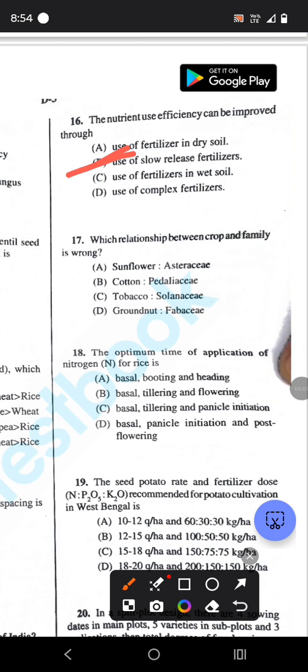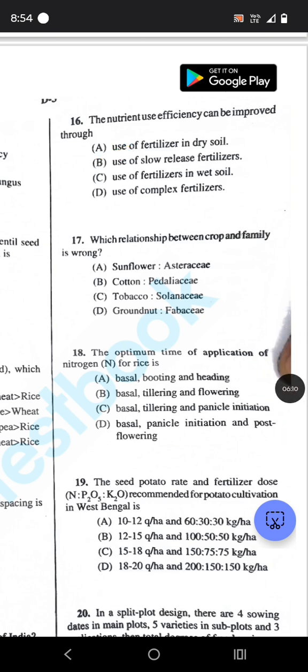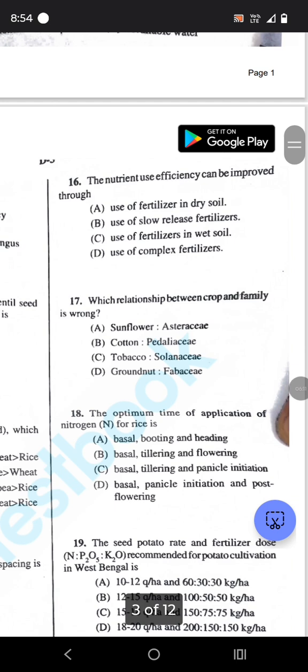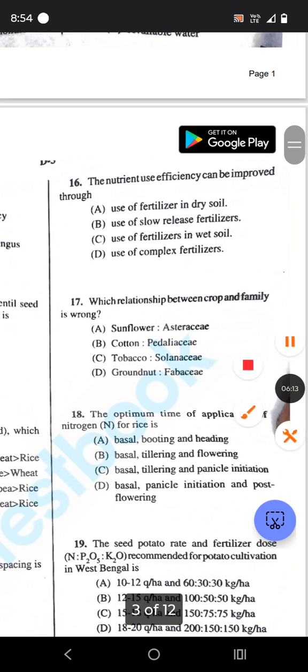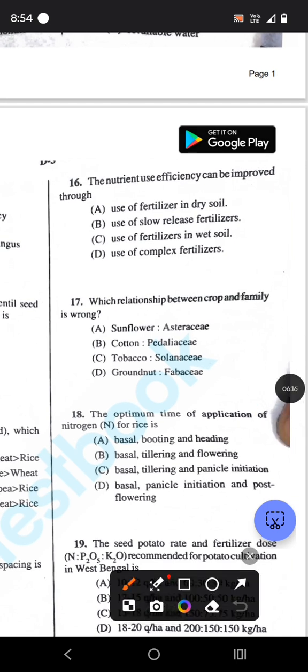Question number 17. Which relationship between crop and family is wrong? Here is cotton. Cotton is Petalaceae, that is wrong. Cotton is not from Petalaceae. Cotton basically belongs to the family Malvaceae. In the Malvaceae family there are only two crops: one is cotton and the second one is okra. So the correct answer is option B.